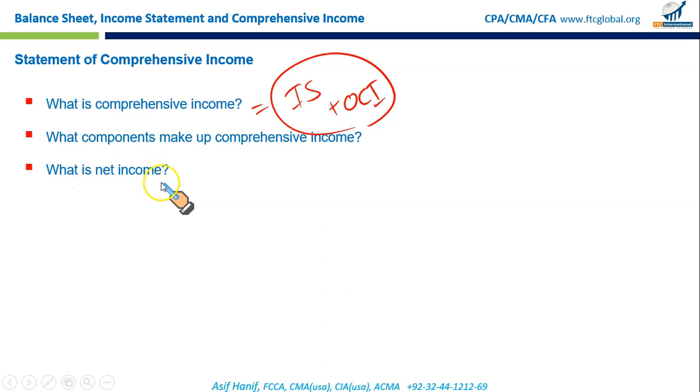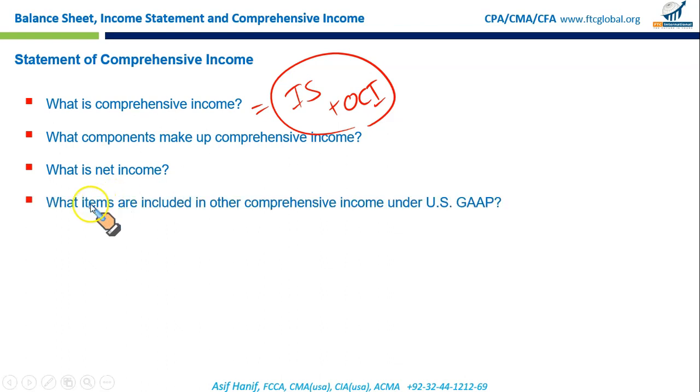Then the next question is, what is net income? Net income simply is the profit a company makes after all expenses, all taxes, and all costs are deducted from your revenue. So generally your net income is income from continuing operations plus the results from discontinued operations we discussed a little while ago.